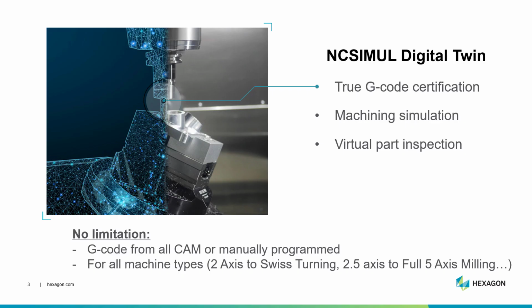And a couple of things that are true as of today, we have no limitations on where that G-code is coming from. So regardless of if you're programming from a CAM system, if you have a collection of CAM systems and those programs are coming in from different areas of the shop, or even if you've manually programmed, doesn't matter. We can read all that for whatever digital twin or real-life machine you're using. And that includes all machine types. So 2-axis to Swiss, 2.5 to full 5-axis, mill-turn, multi-channel, all okay under NC-Simul's roof.